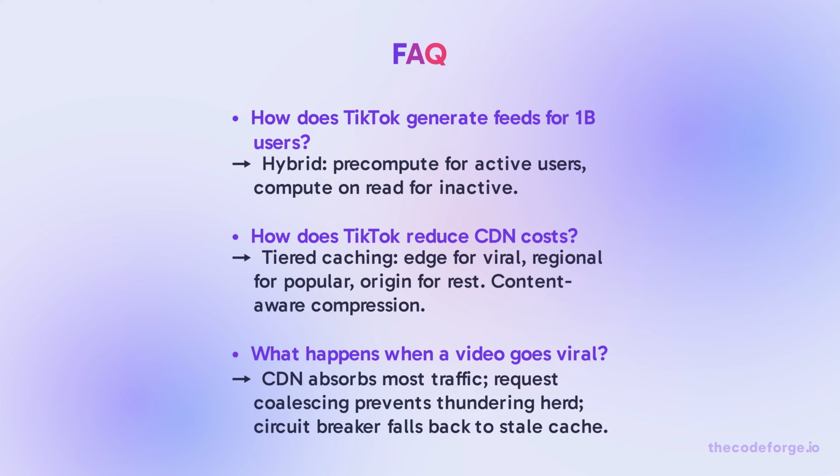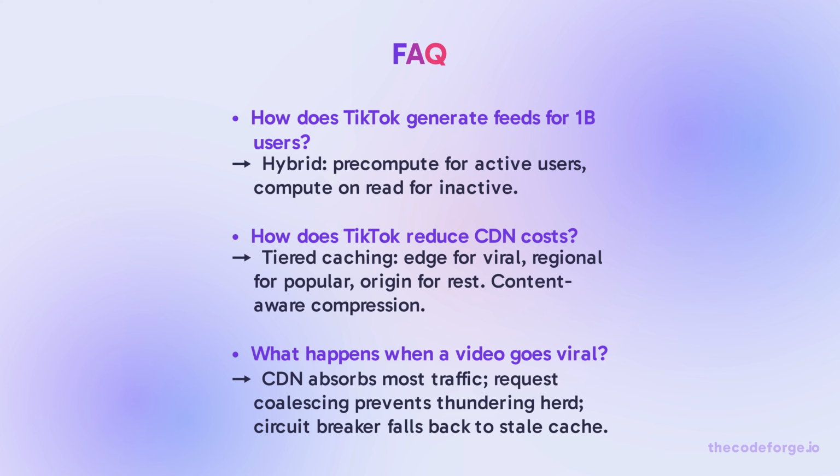And a few frequently asked questions. How does TikTok generate feeds for 1B users? Hybrid, pre-compute for active users, compute on read for inactive. How does TikTok reduce content delivery network costs? Tiered caching, edge for viral, regional for popular, origin for rest.